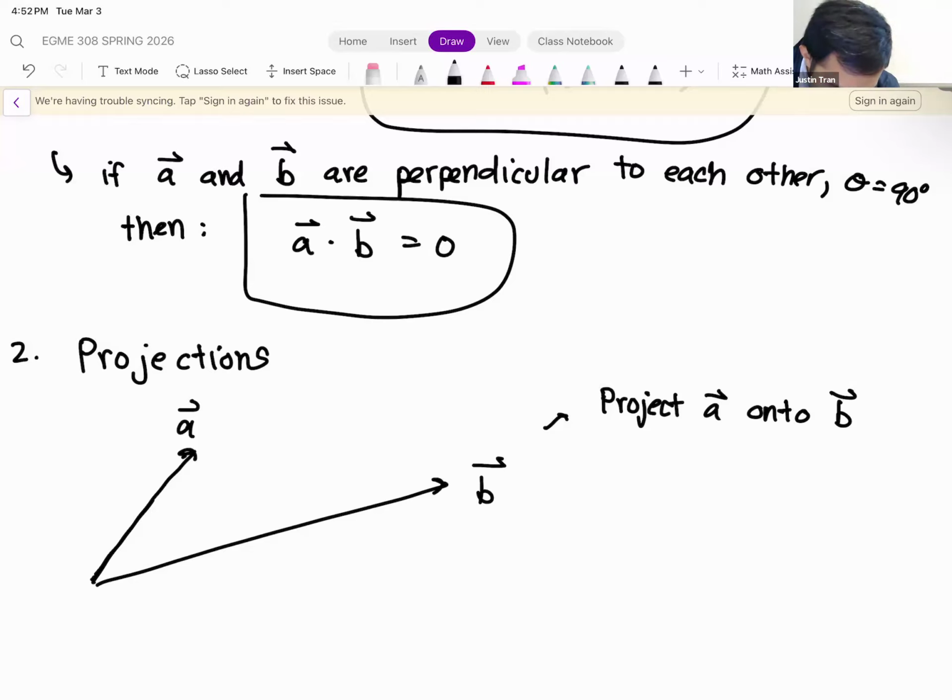The way we can interpret that is, let's say we draw a perpendicular line going from A to B. And let's say that we measure this length. That length from that projection is equal to our dot product.